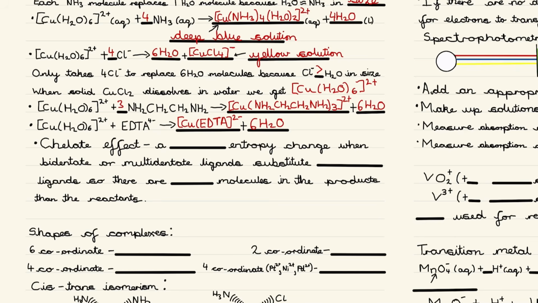The chelate effect is when there's a positive entropy change when bidentate or multidentate ligands substitute monodentate ligands. So there are more molecules in the product than the reactants.